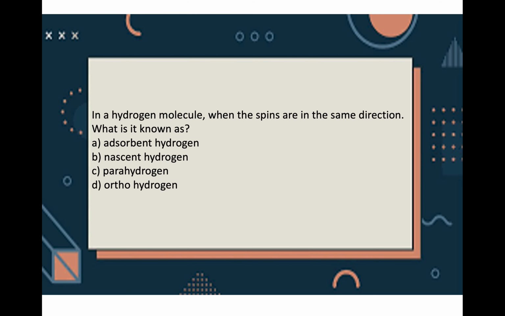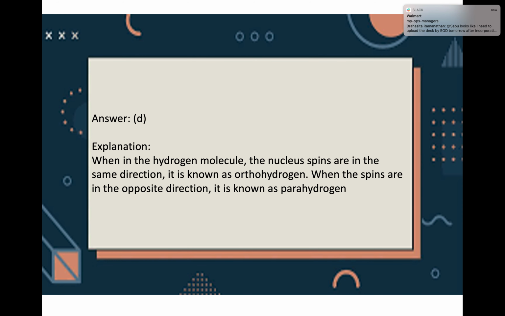Now in the hydrogen molecule, when the spins are in the same direction, what do you call it? Is it adsorbent hydrogen, nascent hydrogen, para hydrogen or ortho hydrogen? So ortho hydrogen, because the nuclear spins are normally in the same direction in the hydrogen molecule, we call it ortho hydrogen. If they are in the opposite direction, we call it para hydrogen.